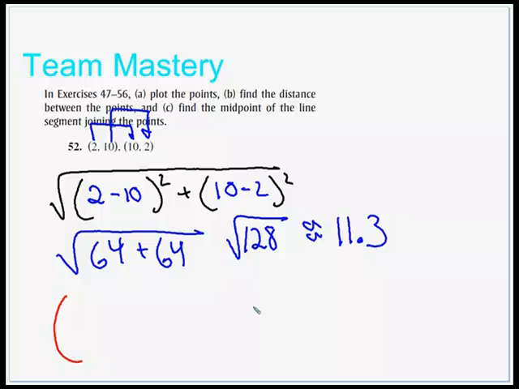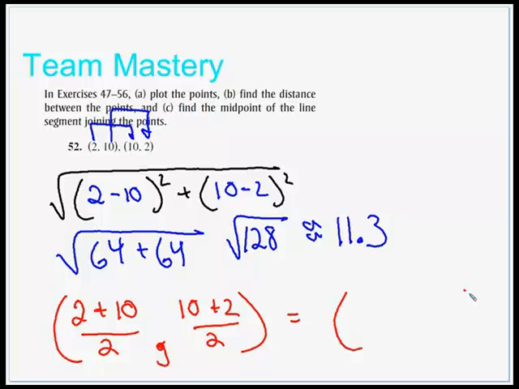And for the midpoint formula, instead of subtracting and squared like in the distance formula, now we're going to add them and divide by 2. Add our x's, divide by 2. Add our y's, divide by 2. So 2 plus 10 is 12, divided by 2 is 6. 10 plus 2 is also 12, divided by 2 is 6 again. There's our midpoint, 6, 6.